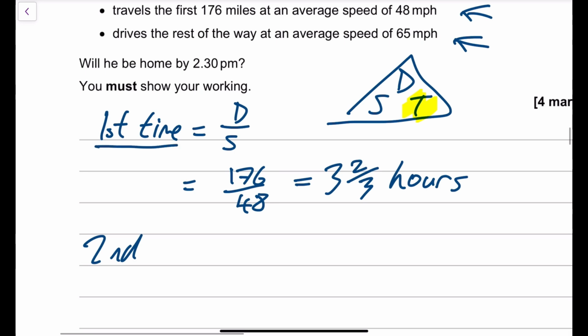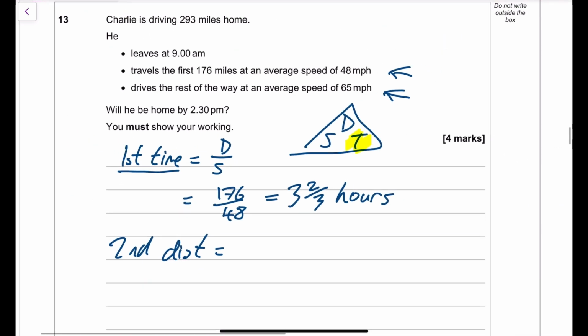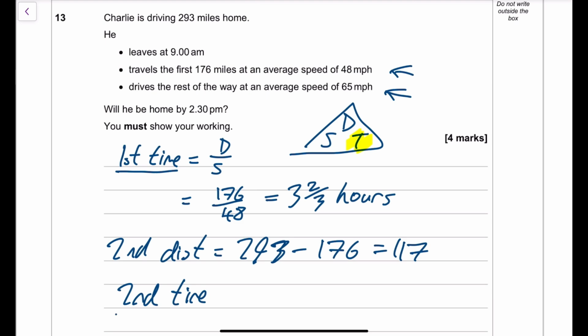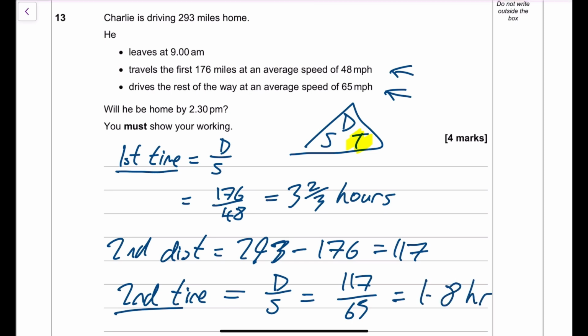Right, the second stage then. The second distance is going to be equal to, 293 was the total distance, take away 176. 293 take away 176 gives me 117. That means the second time is equal to distance divided by speed again. So 117 divided by my speed, this time of 65. 117 divided by 65 is equal to 1.8. Okay, so that's 1.8 hours.